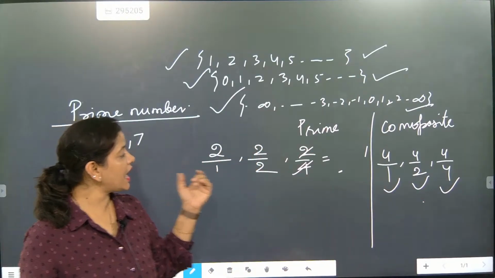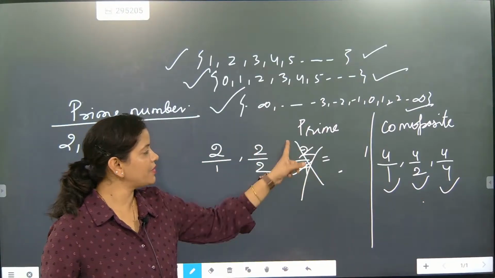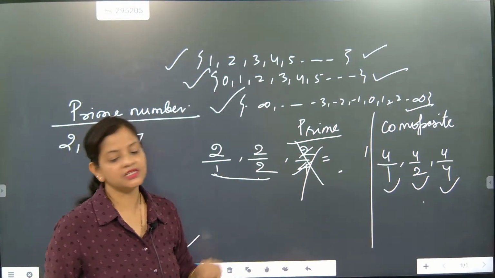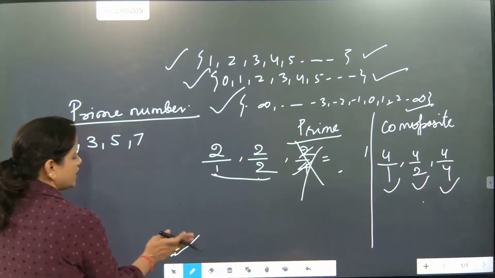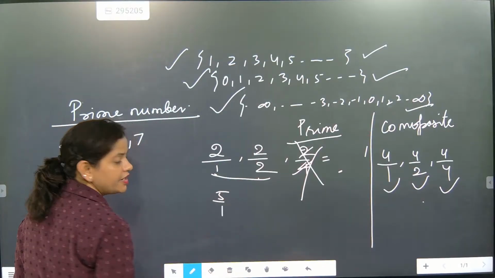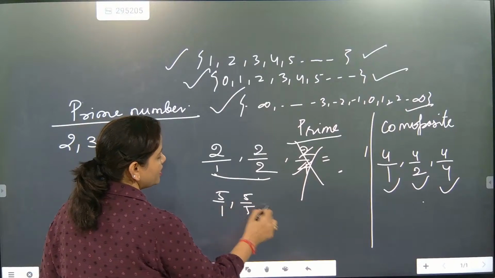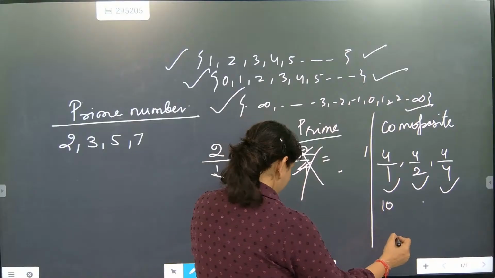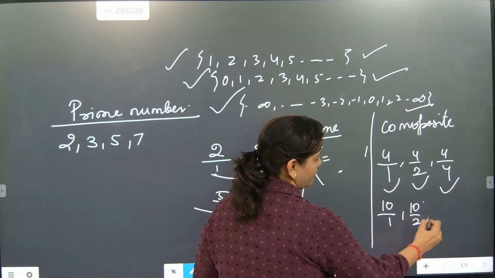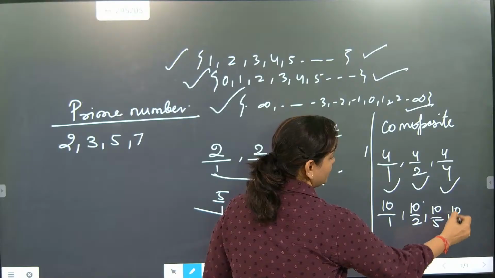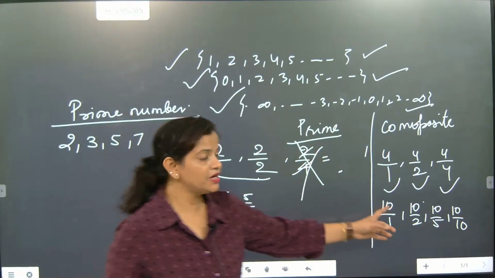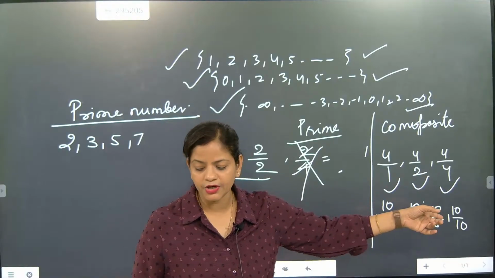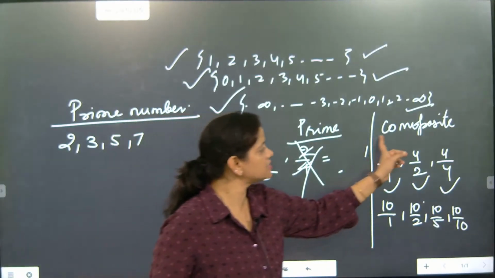Prime says that I will divide my number only by myself or 1. Then only I am considered prime. Now look here. If somebody asks you about 5, 5 can be divided by 1 and 5 can be divided by 5, so it is a prime number. But if somebody asks about 10, 10 can be divided by 1, 2, 5 and 10. So if a number is divisible by more than 2 factors, it will be considered a composite number.